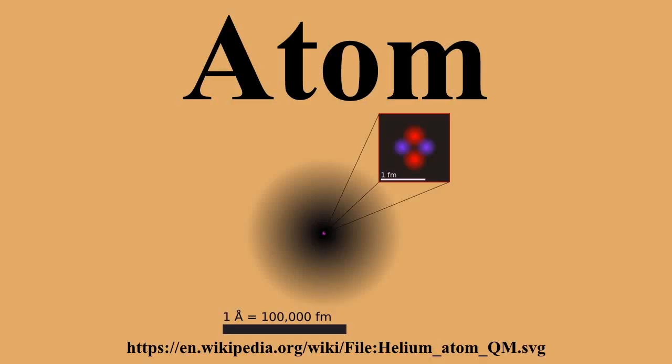Thus, the planetary model of the atom was discarded in favor of one that described atomic orbital zones around the nucleus where a given electron is most likely to be observed.